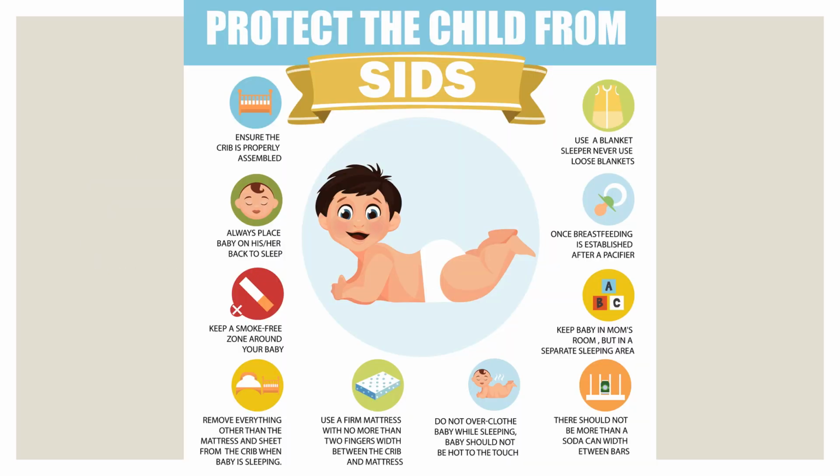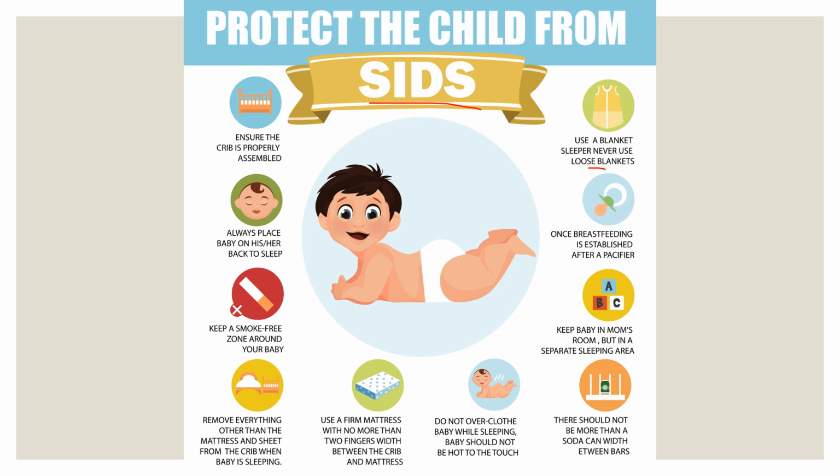There is something else called sudden infant death syndrome, SIDS. So what are the things you can do to prevent and protect the child from SIDS? Usually it is before 1 year of age. The child dies during sleep, and there cannot be any cause attributed. You can prevent this by certain precautions. You can use a blanket, but never use loose blankets because they may put it over their face, and they may suffocate and choke and die.